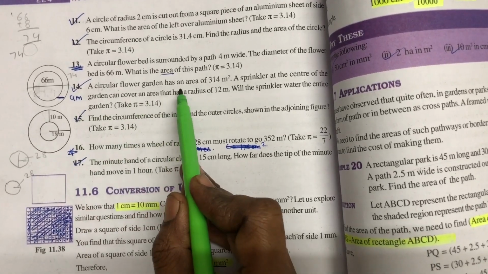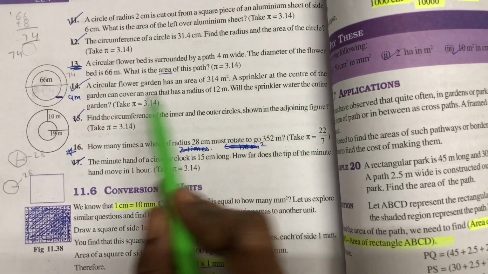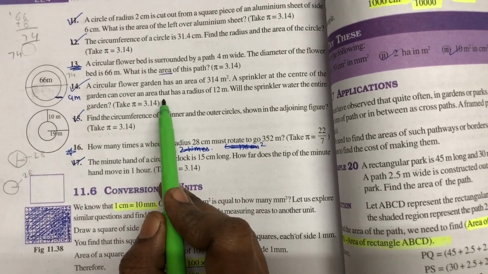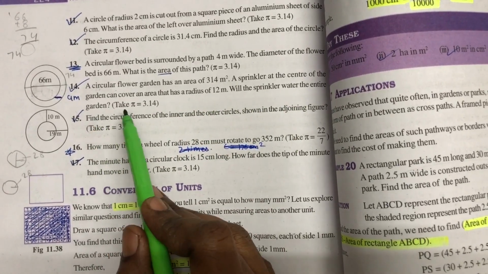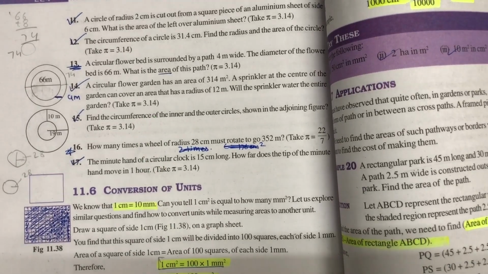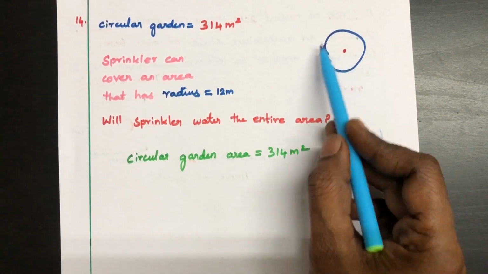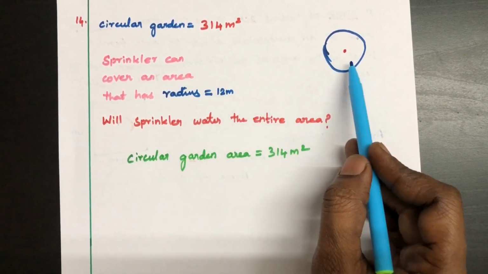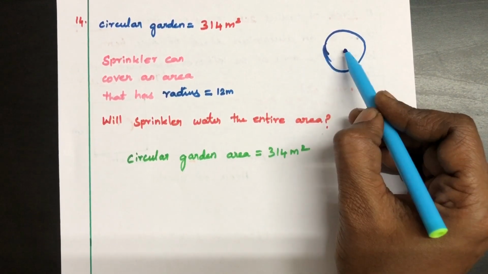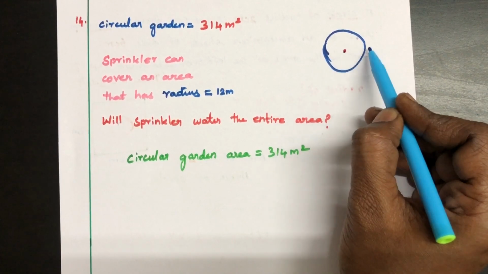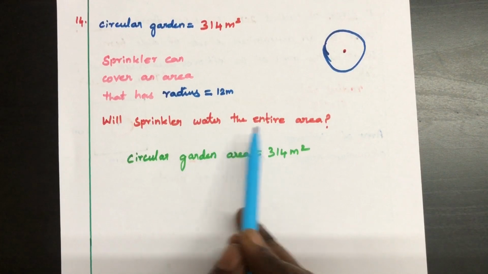14th question. A circular flower garden has an area of 314 meter square. A sprinkler at the center of the garden can cover an area that has a radius of 12 meter. Will the sprinkler water the entire garden? Take pi is equal to 3.14. We will do it. See, this is the circular garden. The area of this circular garden is 314 meter square. Now this sprinkler is in the center. So it can cover 12 meter radius area. So the question is, will the sprinkler water the entire area?